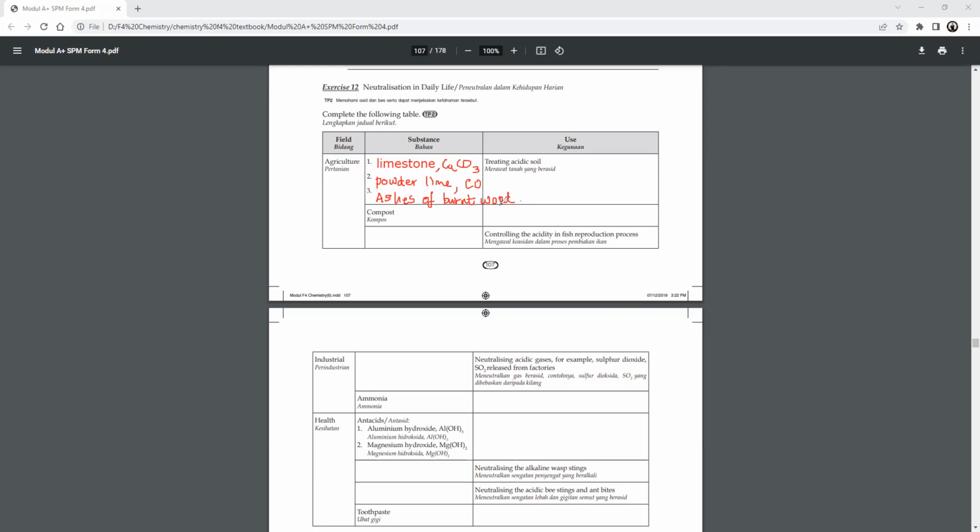If you've got limestone there, even better. If you've got wood, also can. Compost, bacteria compost, is to treat the alkali soil.